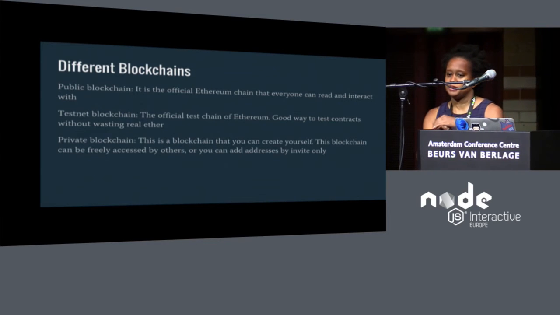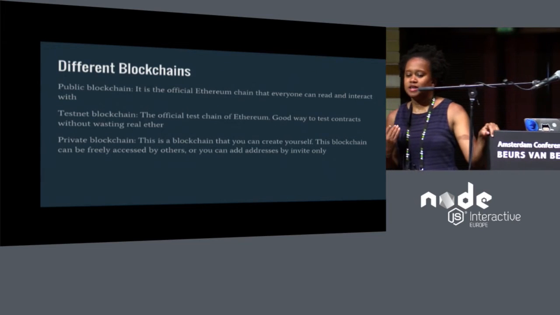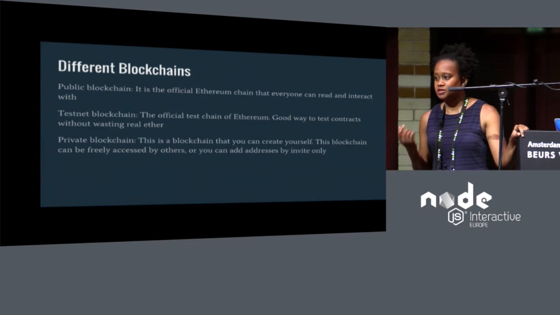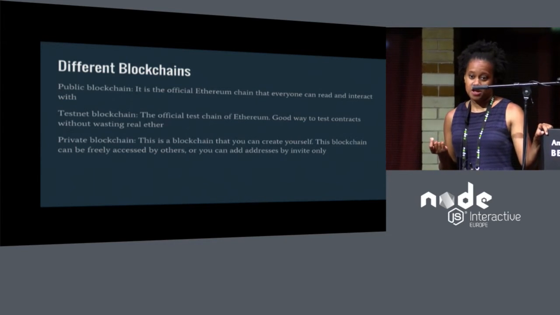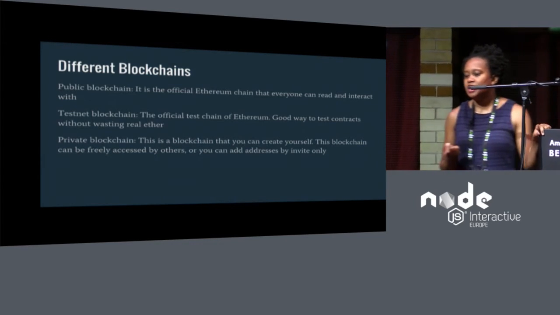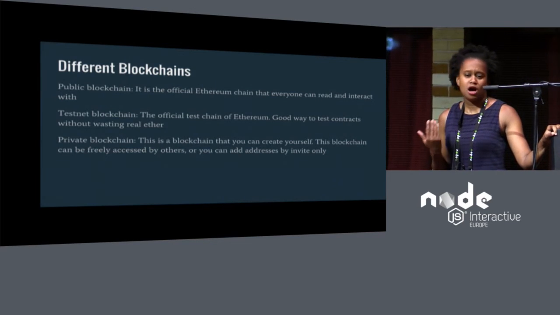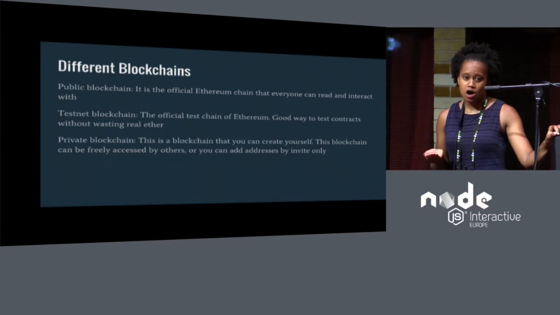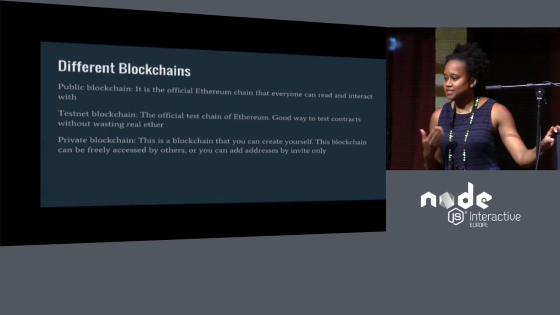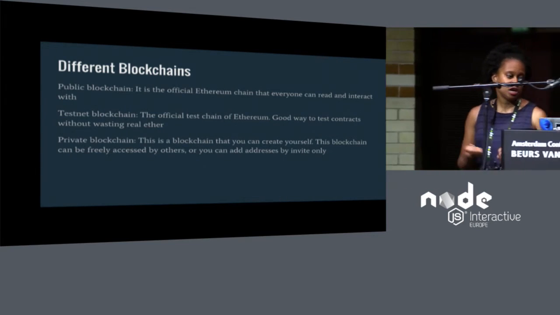There's the testnet blockchain. The testnet blockchain is not the official blockchain, and it doesn't use real ether. It uses fake ether. This is important because if you are drafting a contract and you want to know how computationally expensive it is, and you don't want to waste your ether, using a testnet is a really good option for testing and debugging contracts before going onto the public blockchain.